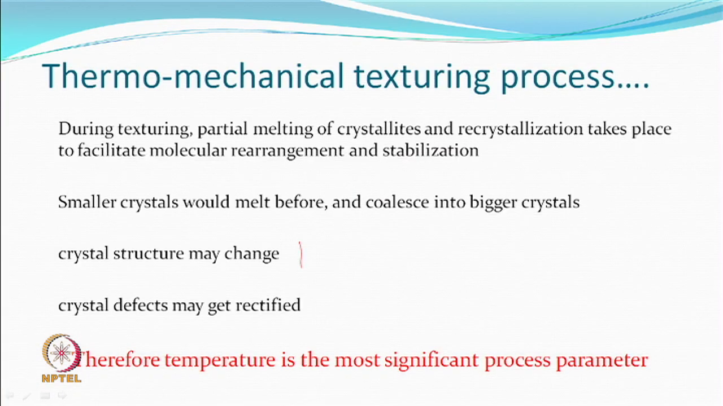The crystal structure may also change, which we said maybe. If there are structures which are less stable, they may go into a more stable structure, and if there are crystal defects, they may get rectified during this process as well. So, the most important parameter therefore is temperature, because all these things are going to happen at a temperature which is optimum for that material for texturing. So, temperature becomes an important process parameter.